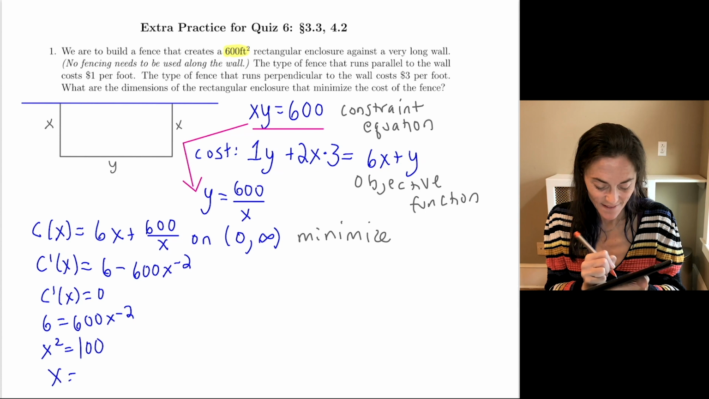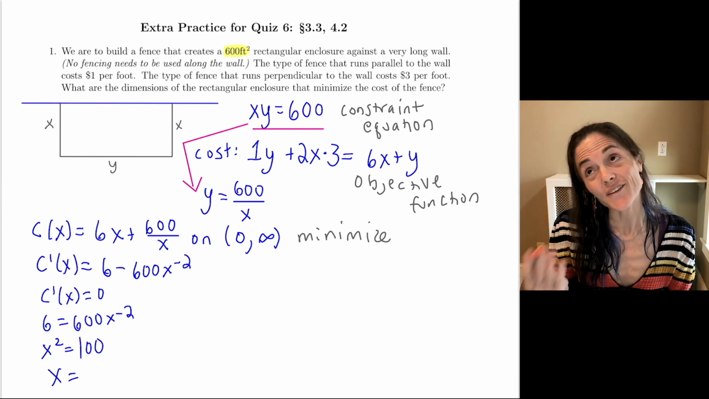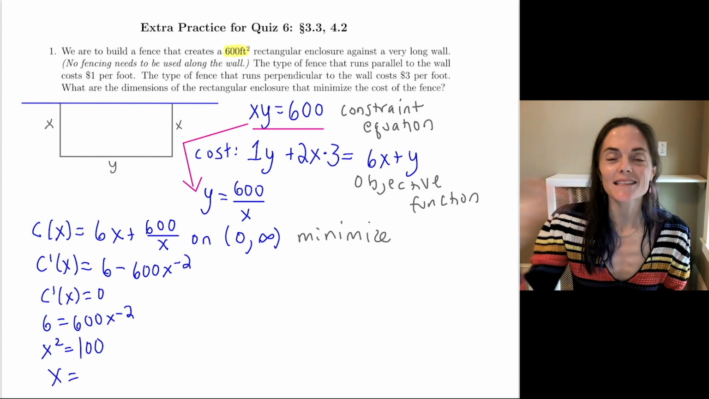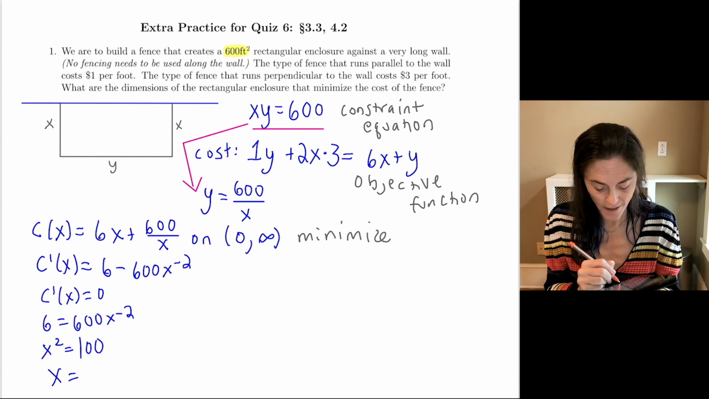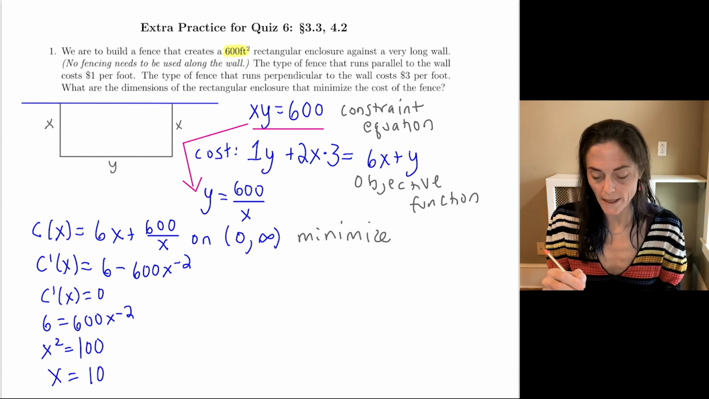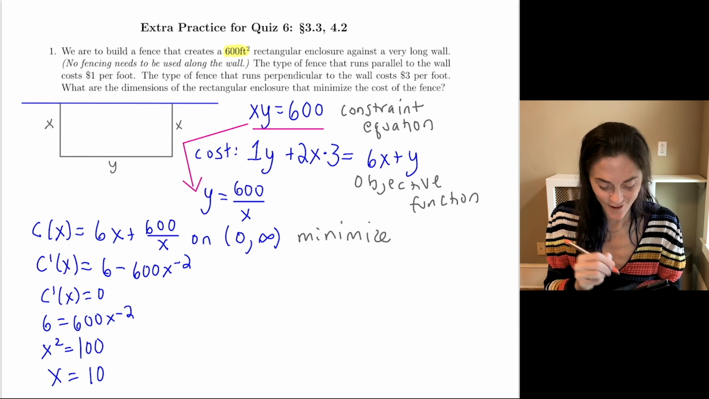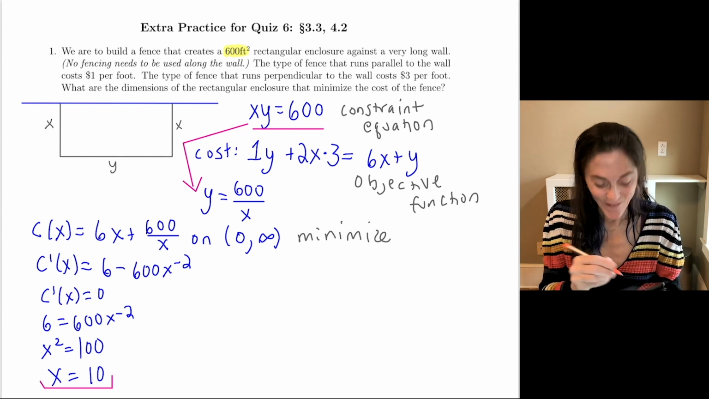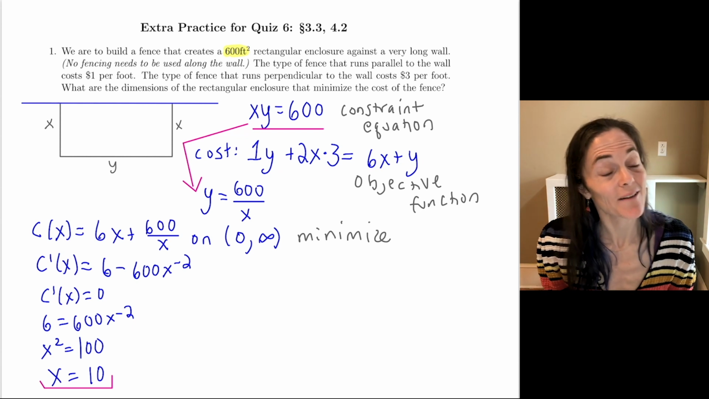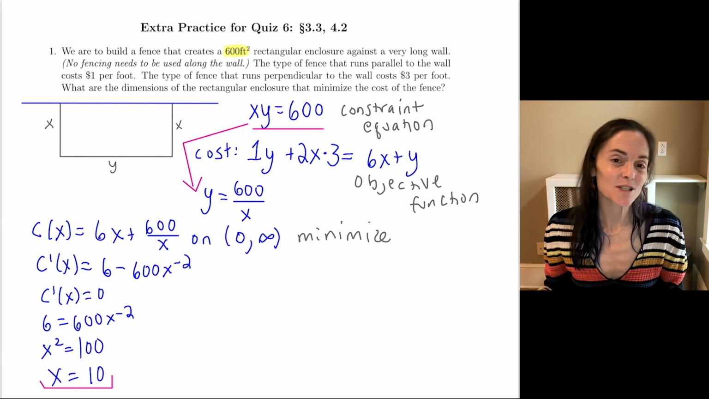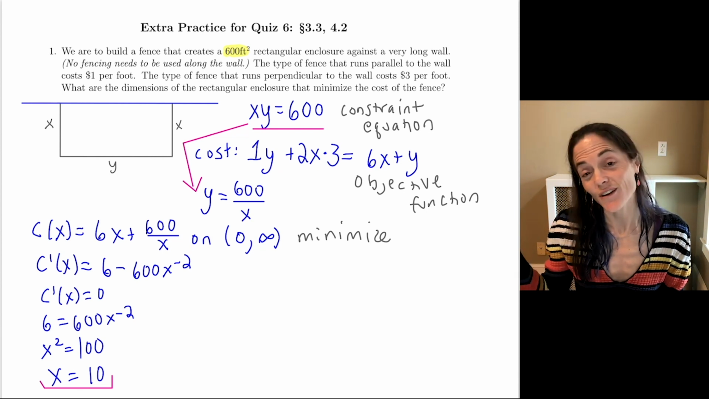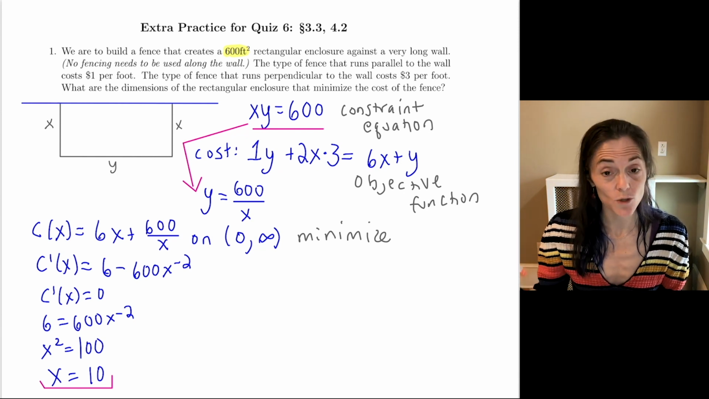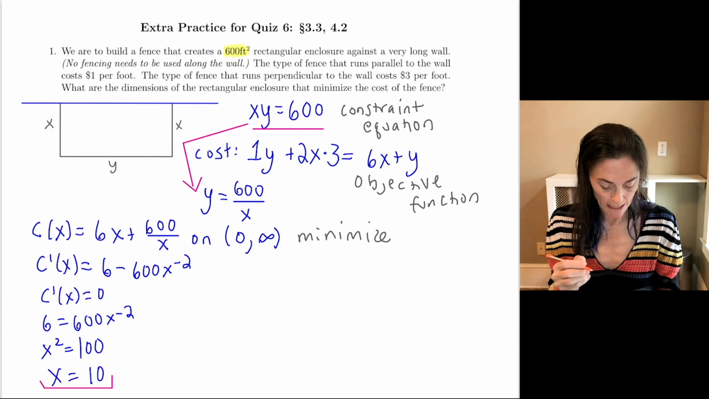We really have one critical point. Technically, plus and minus 10 solve x squared is 100, but on 0 to infinity, we only have one critical point. So this is the only critical point. We are in this beautiful situation. We have one critical point for a differentiable function on an open interval. And so we can use first derivative test or second derivative test to make sure we have a minimum here.